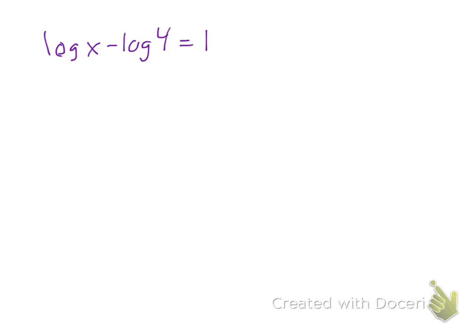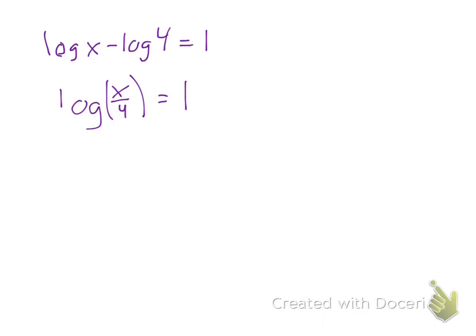Got to get to a single log. I'm hoping you guys understand that they would all go into a log base 10. And since you are taking log of x minus log of 4, you are going to take x and you're going to divide it by 4. All of that is inside that log now. I did not change anything on the right hand side, so it still equals 1.